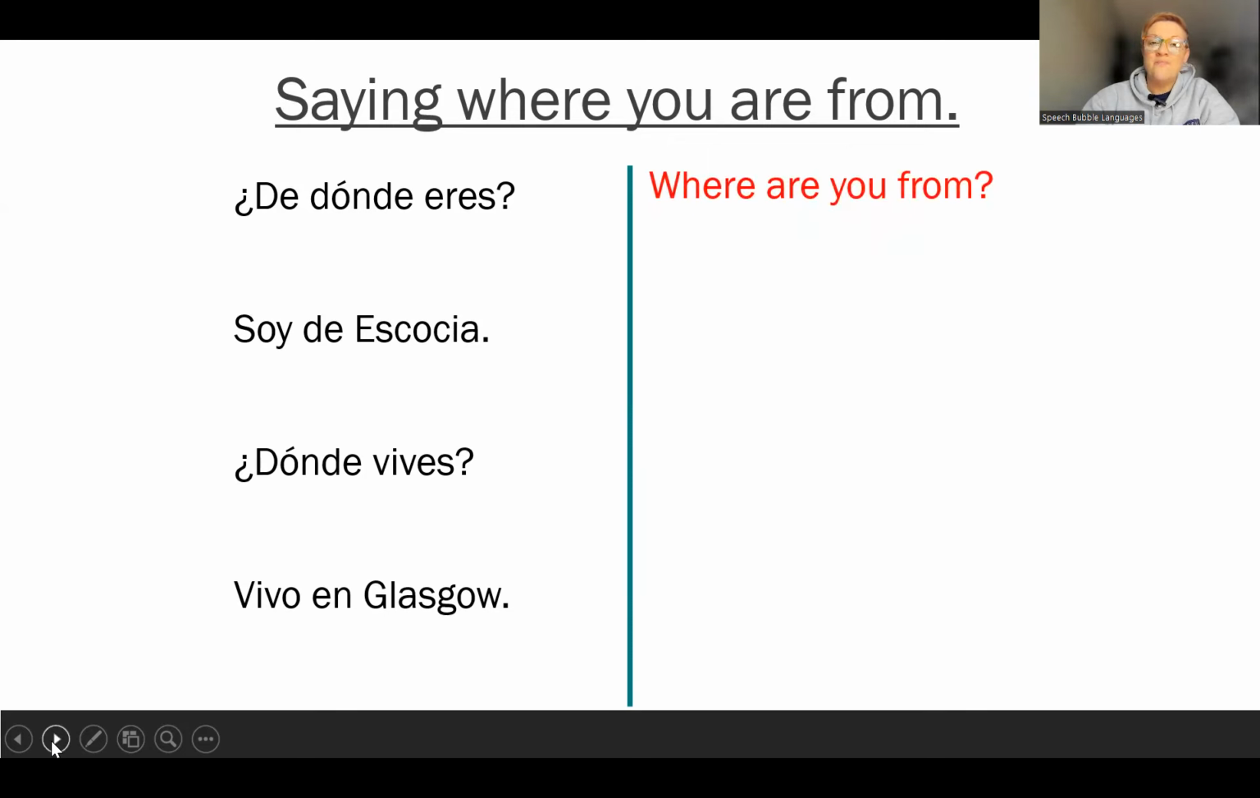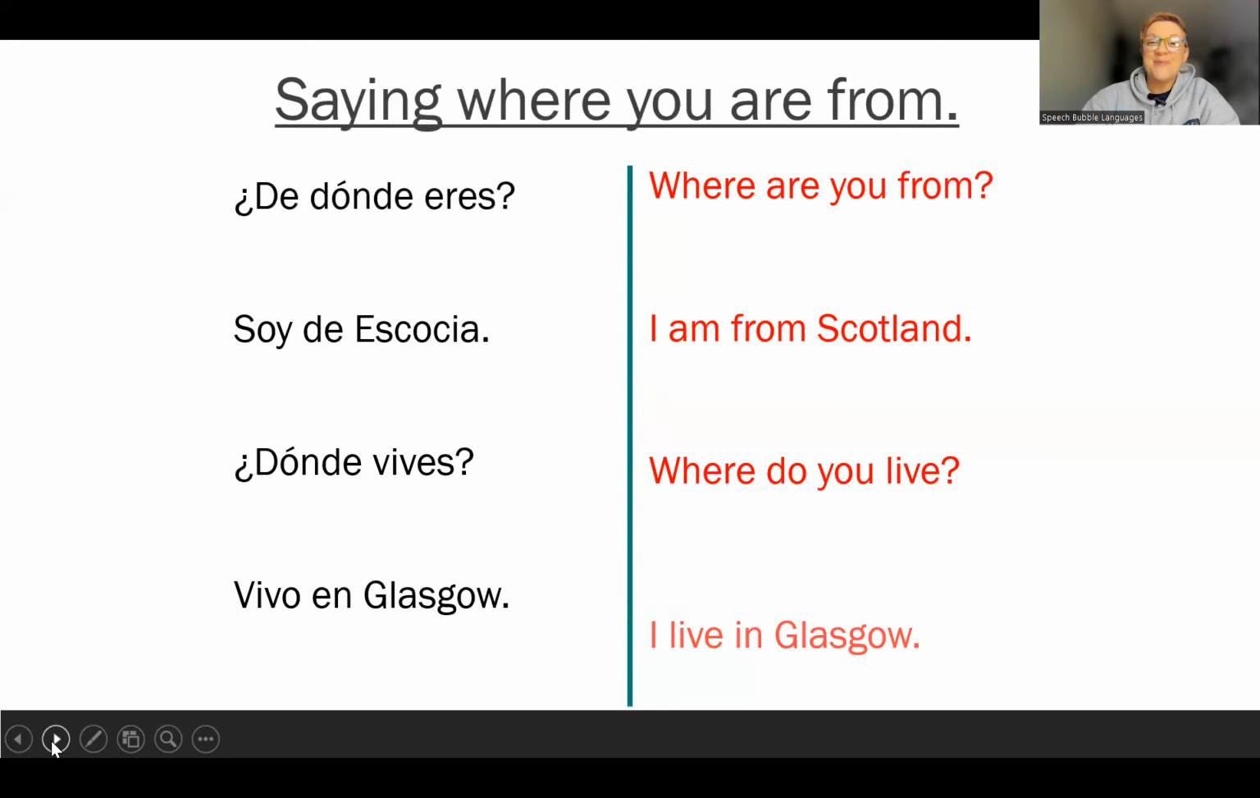Where are you from? ¿De dónde eres? I'm from Scotland. Soy de Escocia. Where do you live? ¿Dónde vives? I live in Glasgow. Vivo en Glasgow.